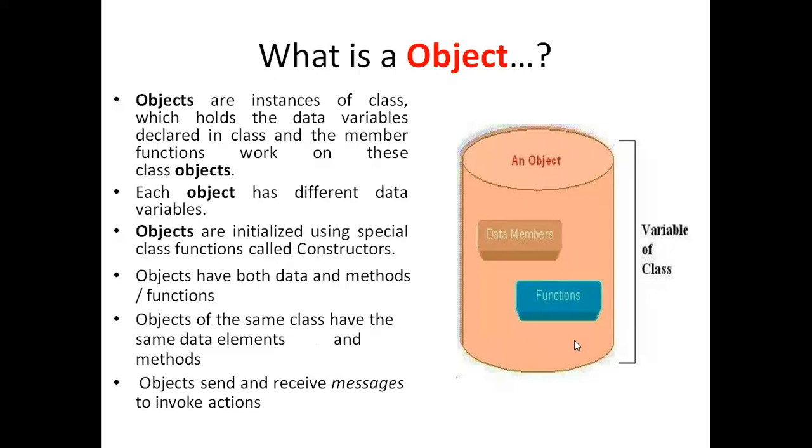That is, we can add two numbers, we can subtract two numbers. For example, we can also say students perform different activities: they can run, they can write, they can read. These are called functions, and these functions can be stored along with data in a single entity called object.